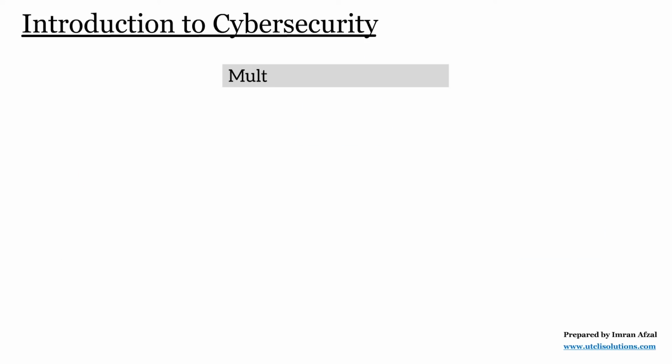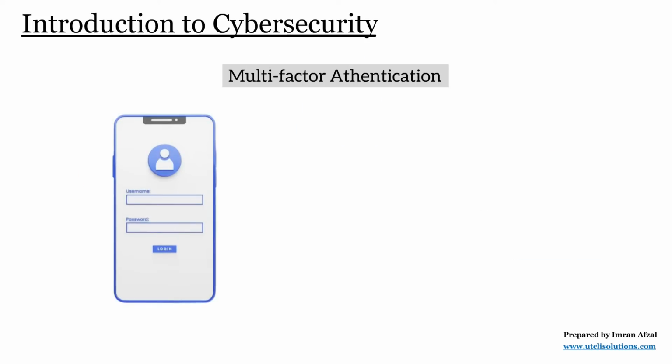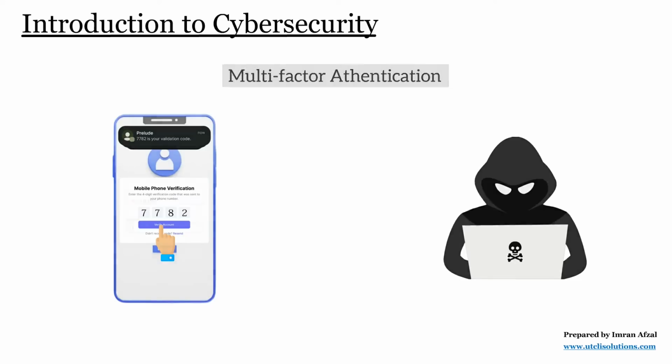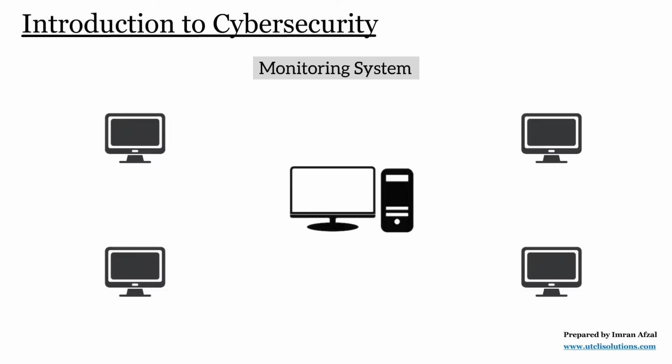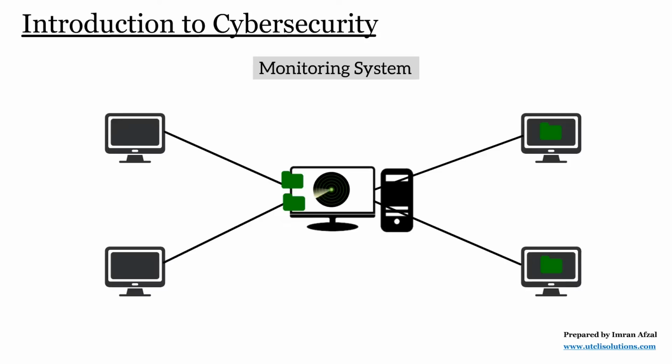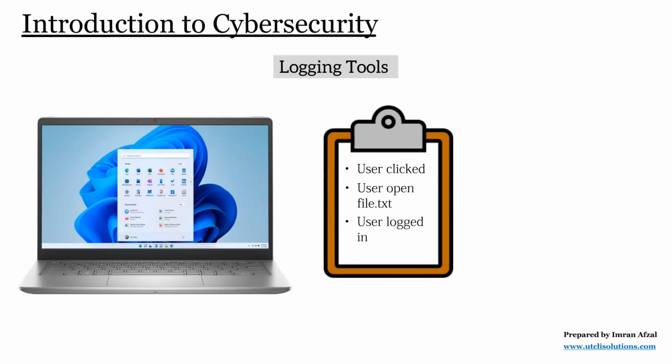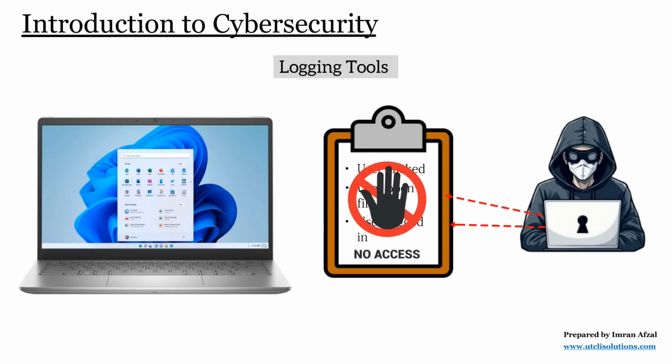Another helpful tool is multi factor authentication. This means using more than one way to log into your account, like entering a password and also a code sent to your phone. This makes it much harder for hackers to get in. Cybersecurity also uses monitoring systems that watch everything happening on a computer or a network. If something strange happens, like a user trying to enter a locked area or sending too many requests quickly, these tools raise an alert. There are also logging tools that keep records of all the actions taken on a computer so that if something goes wrong, experts can look back and understand what happened and who did it.